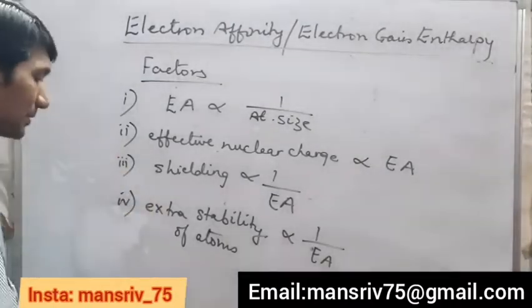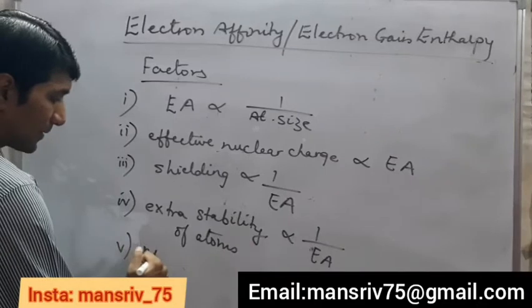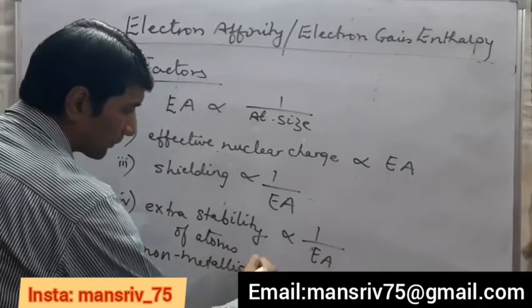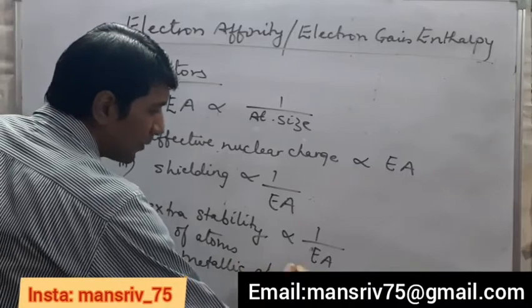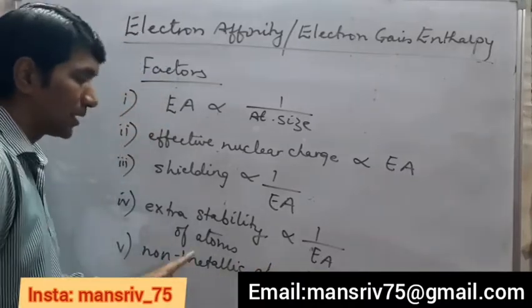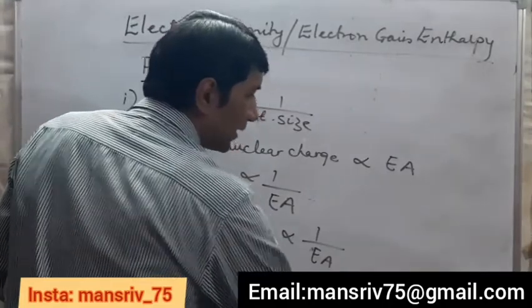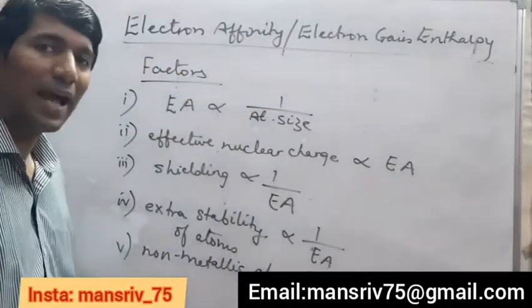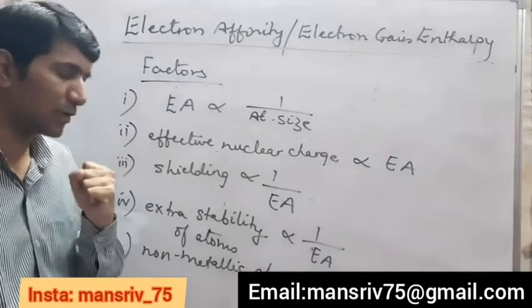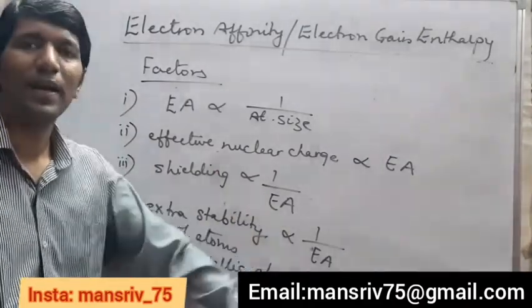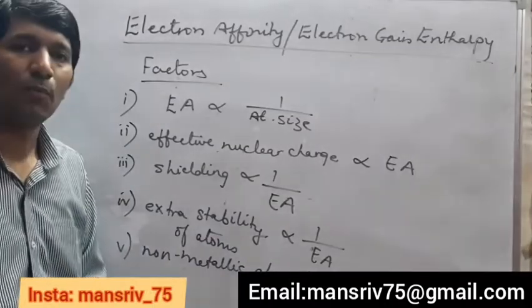And of course, the last part here is the non-metallic character. Since in IP we were talking about metallic character, the non-metallic character is directly proportional to EA, because a non-metal will have the tendency to accept an electron, so lesser effort, more the energy released, and that is why the value of EA is more.